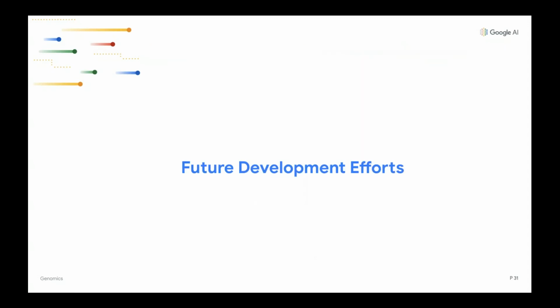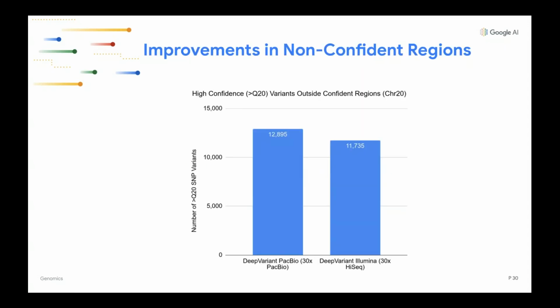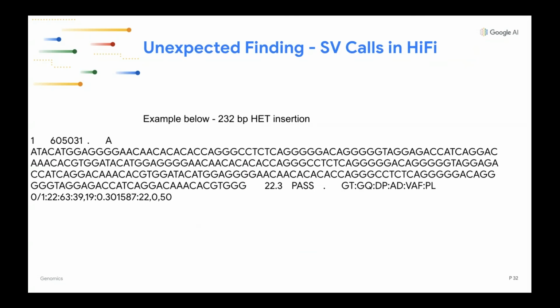So in terms of future development efforts, just a few things to highlight here. One is that we had an unexpected finding. We identified that DeepVariant is calling structural variants in this HiFi data, even though it was never trained to do so. And in fact, because the truth set is a small variant truth set, anytime DeepVariant would see these examples in training, it would always be penalized for the call.